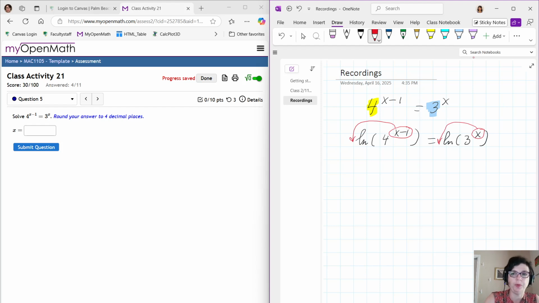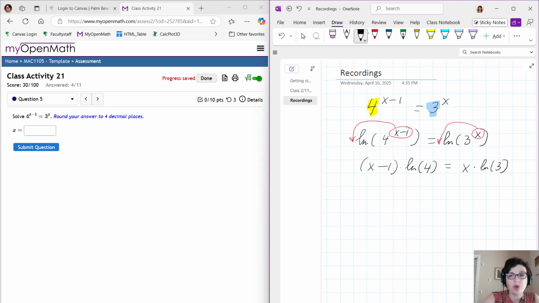Now, when we put x minus 1 in front, we have to put it in parentheses because that's the whole power. So this is going to be x minus 1 multiplied by natural log of 4. On the other side, we're going to get x multiplied by natural log of 3. By the way, never try to separate natural log of 4. Even though it seems like a fancy thing, it's just some number, so you cannot mess with it.